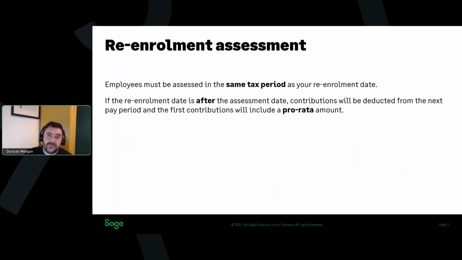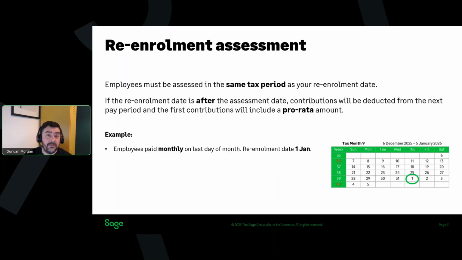This is better to explain with an example, and this is the example I'm going to show you in the demo as well. I'm dealing with employees paid monthly, and their usual pay date is the last day of the calendar month. I've selected a re-enrolment date of the 1st of January, and that falls into tax month 9. So that's the pay reference period for my re-enrolment.